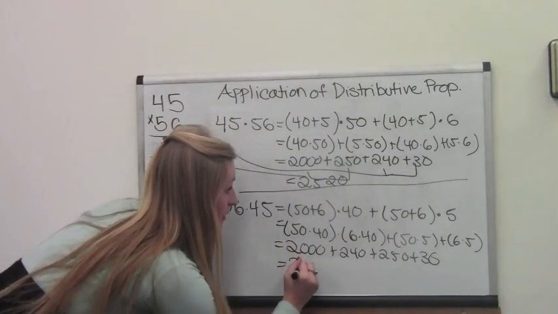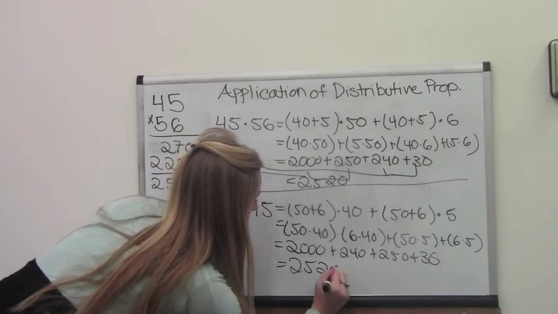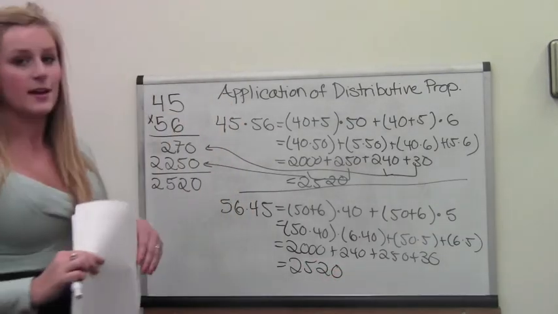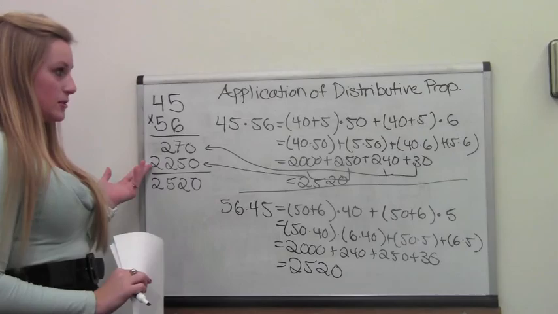Again, this will give us the final value of 2,520, which we can also see is composed in the vertical multiplication method as well.